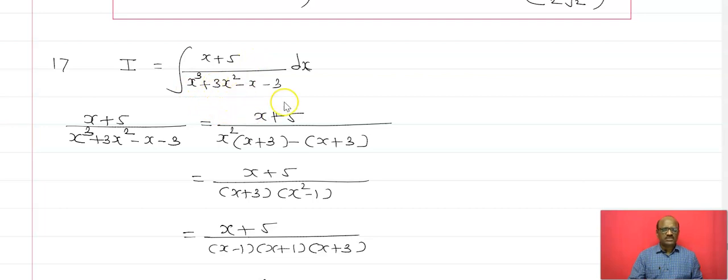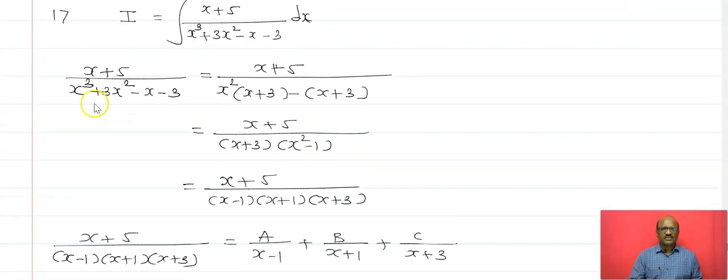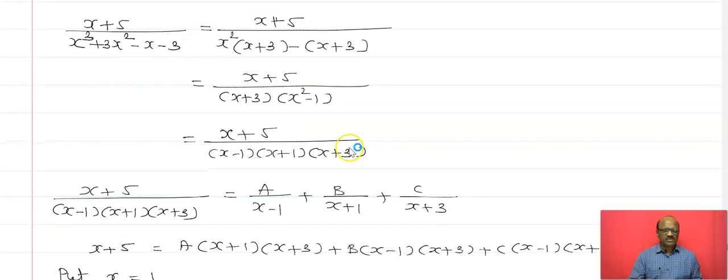Now the problem number 17, I is equal to integral of (x plus 5) upon (x cube plus 3x square minus x minus 3). Again this can be written as x plus 5 upon x cube plus 3x square minus x minus 3. Take x square as common, then in the bracket you will get x plus 3, minus (x plus 3). Take x plus 3 as common, then in the bracket you will get x square minus 1.